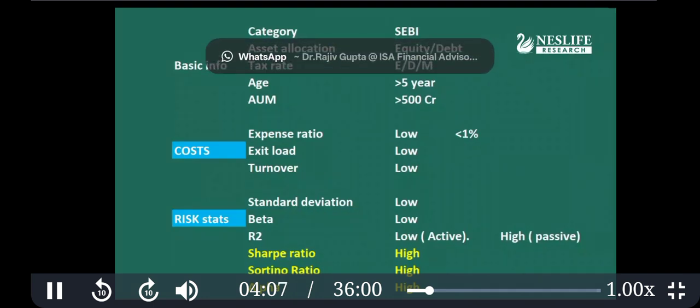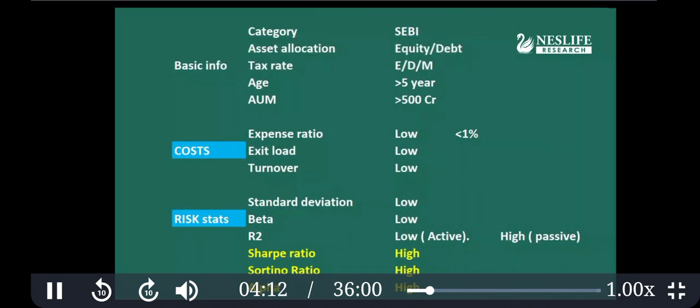Whichever mutual fund you are investing in, you can start analyzing. If you are not investing in mutual funds, I am giving you some demo, or you can search any mutual fund on Value Research and start analysis of that mutual fund. So the basic information here is the category, the SEBI category. It is in the name itself. Then asset allocation: you have to find out how much is equity, debt, and the remaining cash, etc. Equity and debt are extremely important to decide the tax rate.